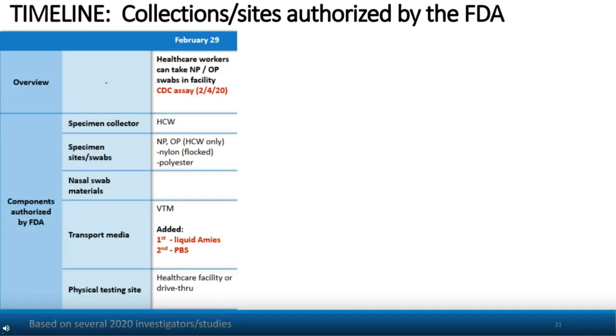So again, as I already said, the CDC assay was the first emergency use authorization given by the FDA. At that time, the specimens had to be collected by a healthcare worker. Again, they could be nasopharyngeal or oropharyngeal collection by the healthcare worker. They could be flocked nylon swabs or polyester swabs in viral transport media. Now, soon after the CDC assay was given an emergency use authorization, the FDA also added the ability to use either liquid Amies, which came first, and then phosphate buffered saline came next. Again, due to the overloaded specimens and the difficulty in getting viral transport media, there was data out there to show that liquid Amies would also hold viruses stably for a number of hours or days, and also phosphate buffered saline. So the FDA did authorize the use of these other two transport media early on as well.